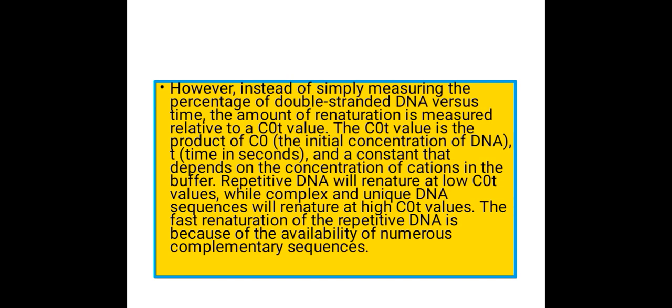However, instead of simply measuring the percentage of double-stranded DNA versus time, the amount of renaturation is measured relative to Cot value. The Cot value is the product of Co, the initial concentration of DNA, t, time in seconds, and a constant that depends on the concentration of cations in the buffer. So, initial concentration of DNA, cations in the buffer, and time. Repetitive DNA will renature at low Cot values, while complex and unique DNA sequences will renature at high Cot values. The fast renaturation of the repetitive DNA is because of the availability of numerous complementary sequences.